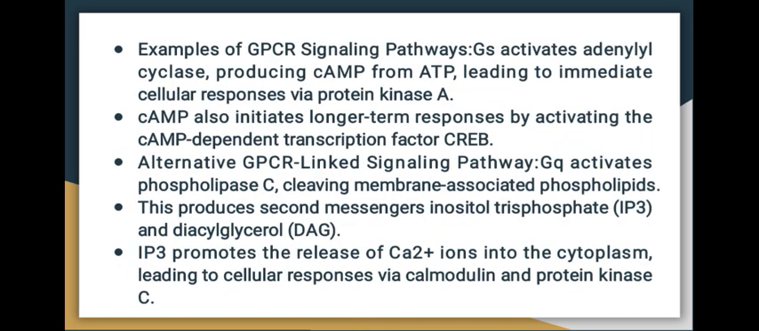Examples of GPCR signaling pathways: Gs activates adenylyl cyclase producing cAMP from ATP, leading to immediate cellular response via protein kinase A. cAMP also initiates long-term responses by activating the cAMP-dependent transcription factor CREB. In an alternative GPCR-linked signaling pathway, Gq activates phospholipase C, cleaving membrane-associated phospholipids. This produces the second messengers inositol triphosphate IP3 and diacylglycerol DAG. IP3 promotes the release of Ca2+ ions into the cytoplasm, leading to cellular responses via calmodulin and protein kinase C.